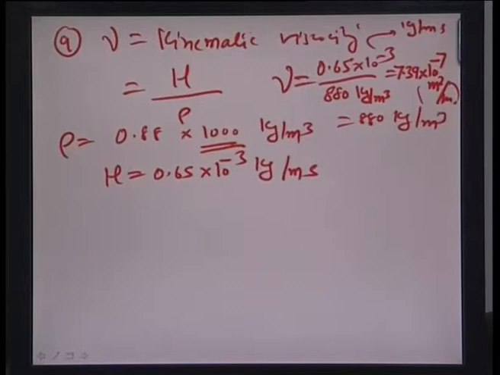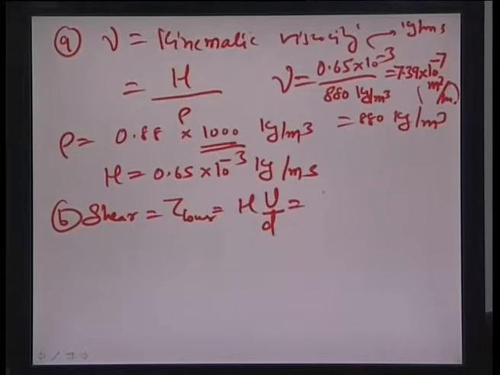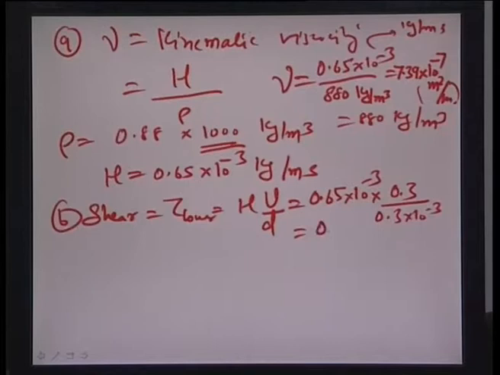So the second part of the question says what is the shear stress on the lower plate. So the shear stress here can be represented as tau on the lower plate is mu, viscosity, times U by d, okay? U is essentially 0.3 meters per second and d has a dimension 0.3 mm. So here the shear stress would be the viscosity 0.65 times 10 to the power of minus 3 times the velocity 0.3 divided by the distance, which is 0.3 times 10 to the power of minus 3 meters, okay? So it essentially comes out to be 0.650 pascals or newton per meter square. That's how you define the shear force on the lower plate.